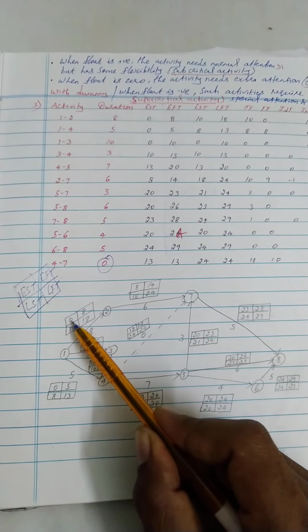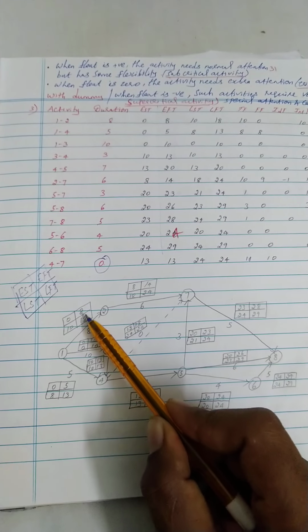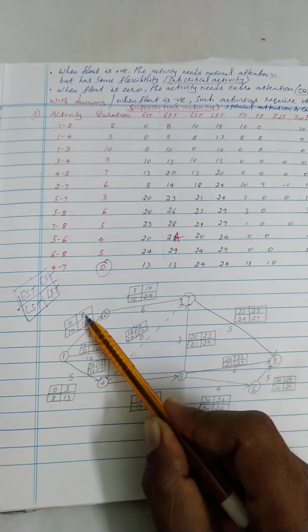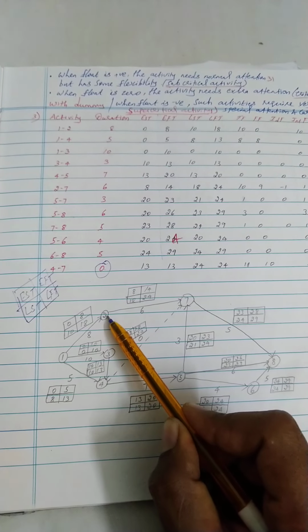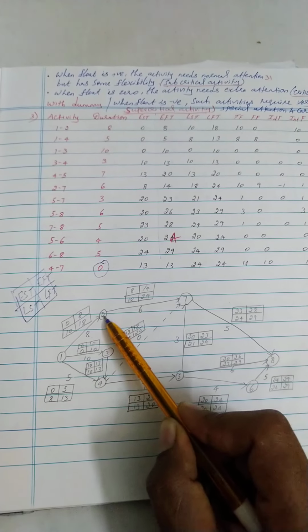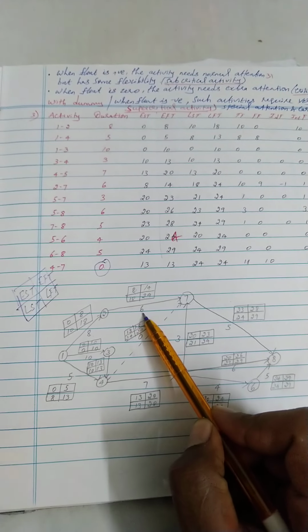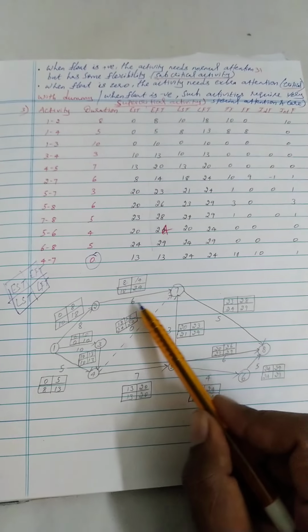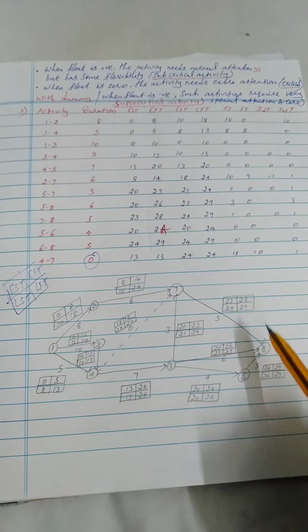Likewise, the starting time is 0, the duration is 8, so 0 plus 8 you get 8. For the second activity, the earliest finish time of the previous activity is the start time of this activity. So the earliest start time is 8, and 8 plus 6 you get 14. Likewise, you need to mention EST, EFT for all these activities.